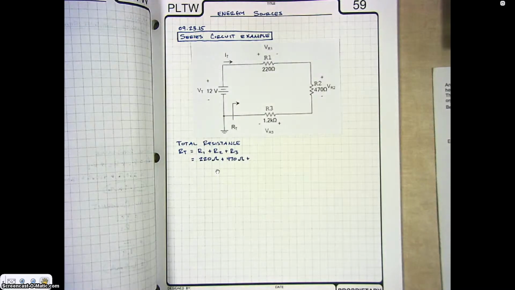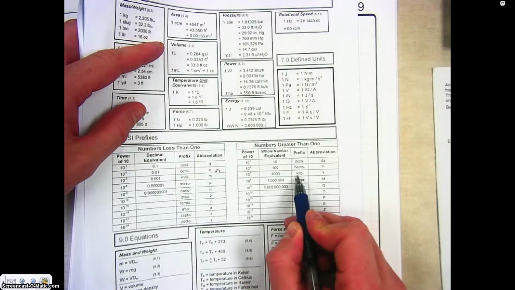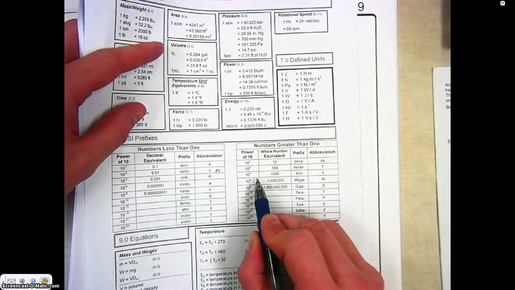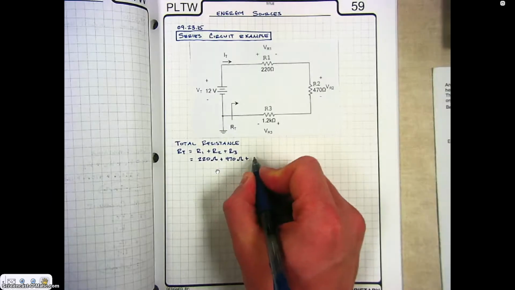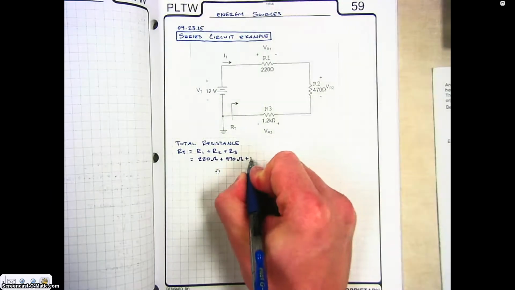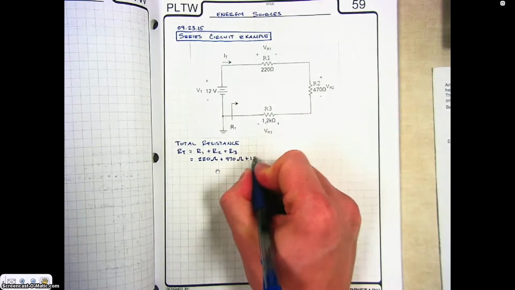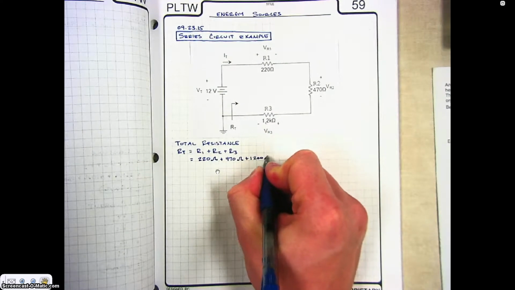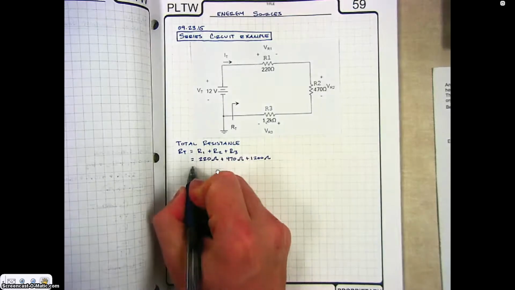If we look at our conversion chart on our formula sheet, k is kilo, and so that is 10 to the 3. We know if we want to add these numbers together, they have to be in the same unit, so if we move the decimal 3 places to the right, we will have 1200 ohms. So 1.2 kilo ohms is equal to 1200 ohms.